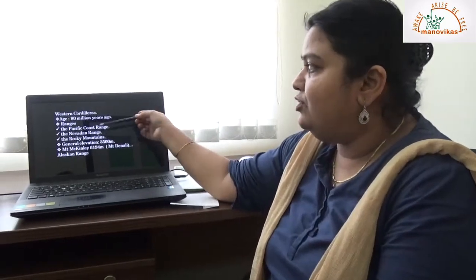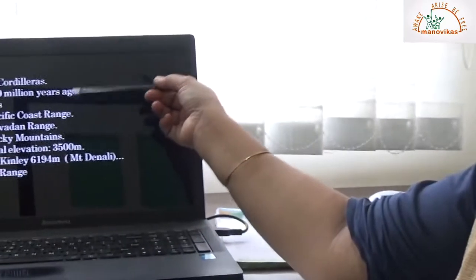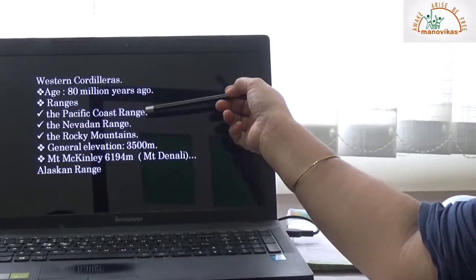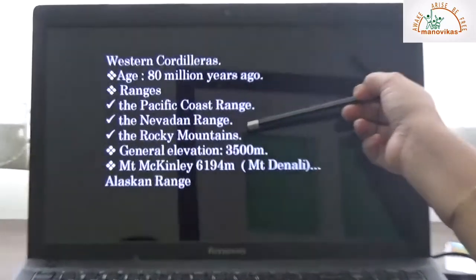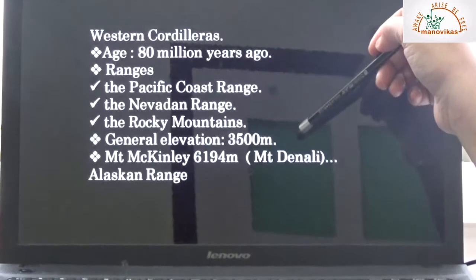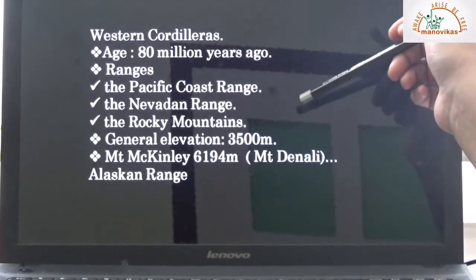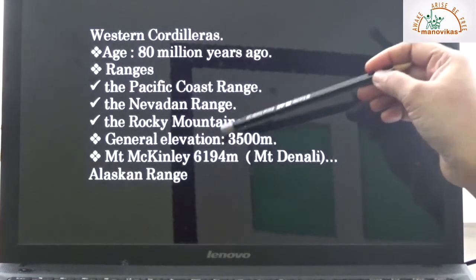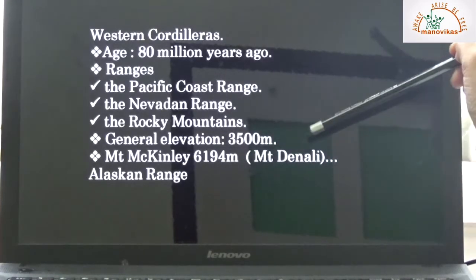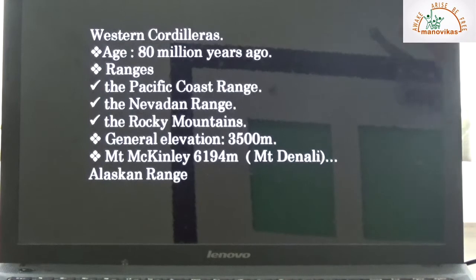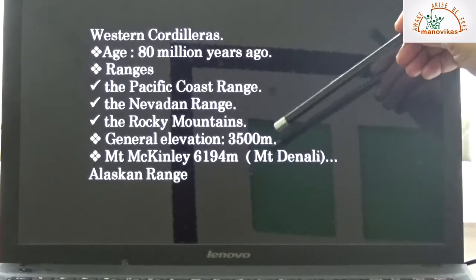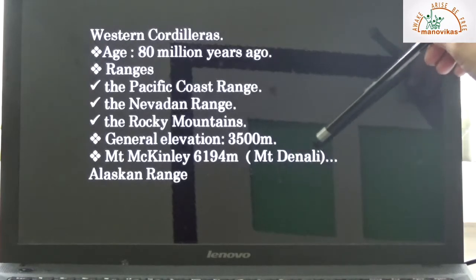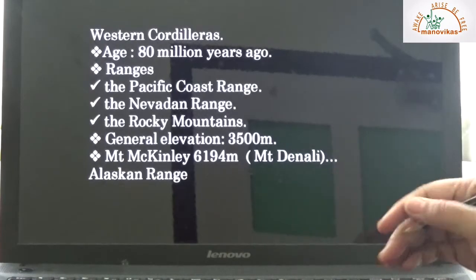Now when we are talking about Western Cordilleras, it is made up of n number of ranges. A few ranges which are most important are Pacific Coast Range, Nevadian Range and Rocky Mountain. The general elevation of these mountain ranges is 3,500 meters, and the highest point is Mount McKinley, which is 6,194 meters above mean sea level. The earlier name of this mountain peak was Mount Denali. This is a part of Alaskan Range.